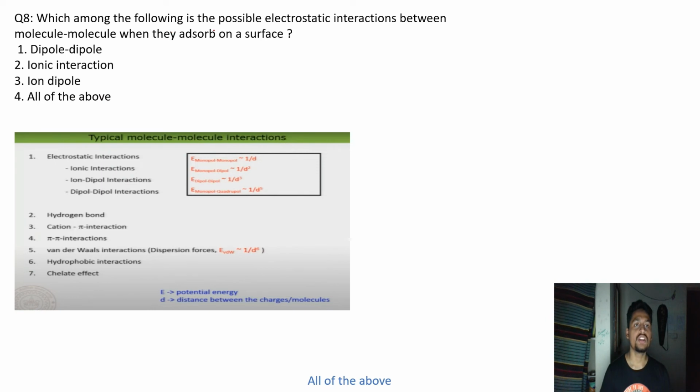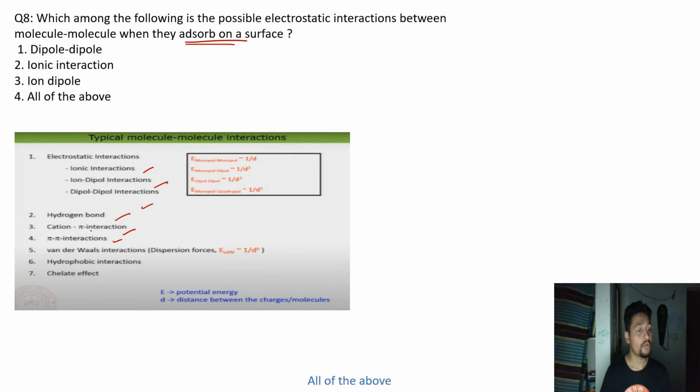Which among the following is the possible electrostatic interaction between molecules when they adsorb on a surface? So, in the very beginning of molecular interactions, it can be anything like electrostatic interaction, ionic interaction, ion-dipole interaction, hydrogen bond, or cation-pi interaction. These kinds of interactions are possible. What is electrostatic interaction? Let's say a molecule is an electrolyte-type molecule. Let's say we are having an ionic bond. It can have direct ionic interaction, or ion-dipole interactions.